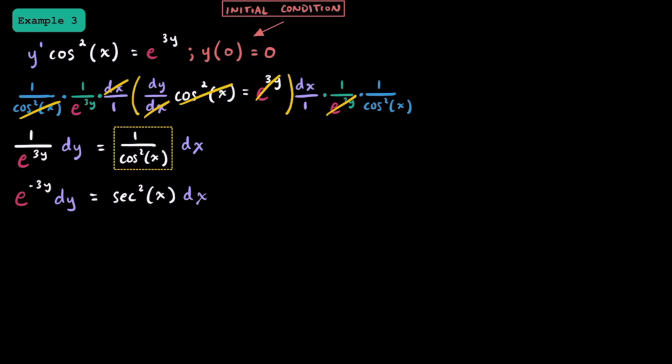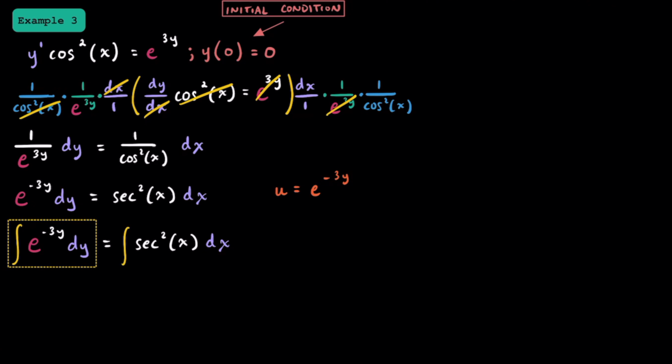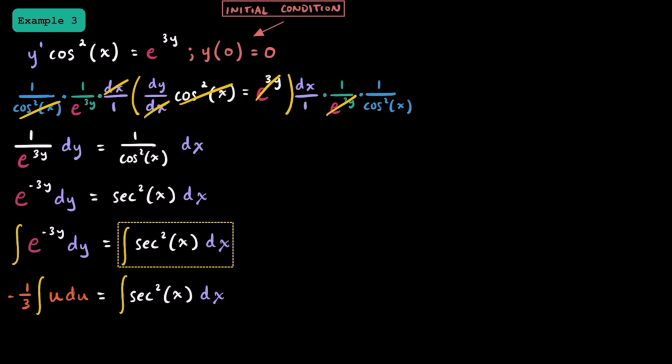For the integral on the left, we can use some u substitution and let u equal e to the negative 3y power, which means du using the power rule is going to be negative 3 times e to the negative 3y power. Rewriting this, we can write negative 1/3 times the integral of u du. And don't forget to write this negative 1/3 because of the negative 3 in our du. And don't worry too much about the right side since we can find the integral of this pretty easily.